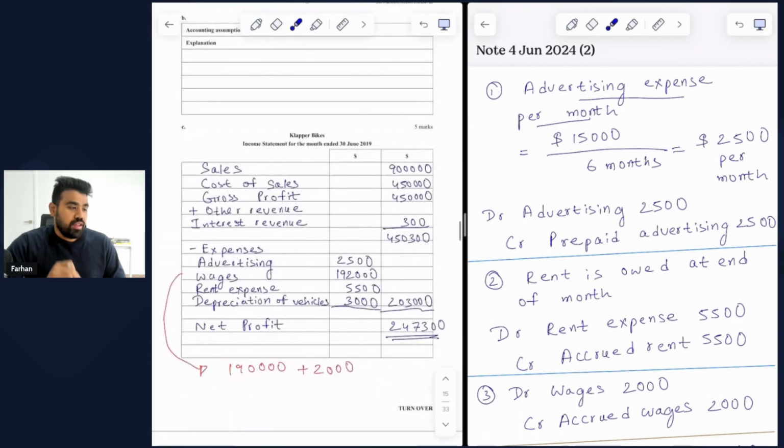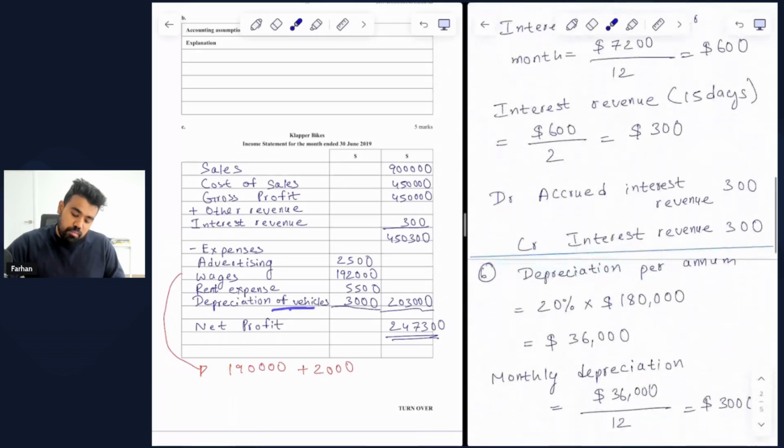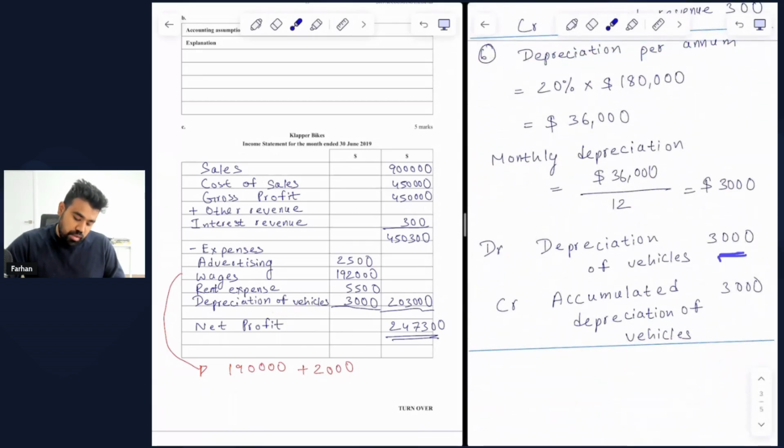So to find the wages total, we add 190 from the trial balance plus an additional 2,000 from the additional information, and that gives us 192,000. Rent expense is 5,500, if you recall from additional information number 2. Then we have depreciation of vehicles, which we calculated in additional information number 6, and that was 3,000. So all the expenses are taken care of here. You simply add them, and you should get 203,000. Then you subtract the total of expenses from the total of gross profit and other revenue, and you get the net profit of $247,300.